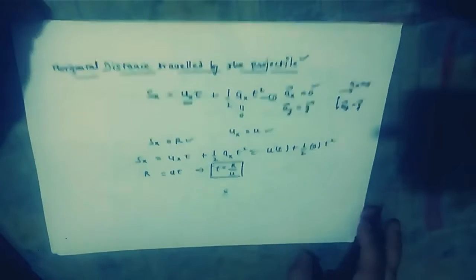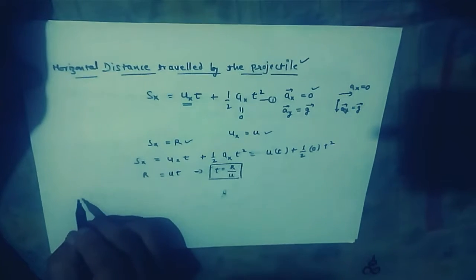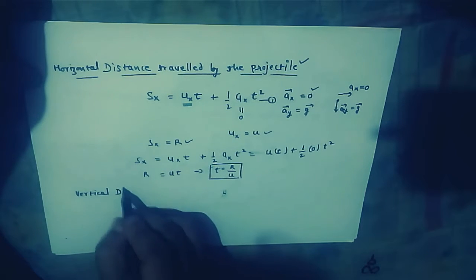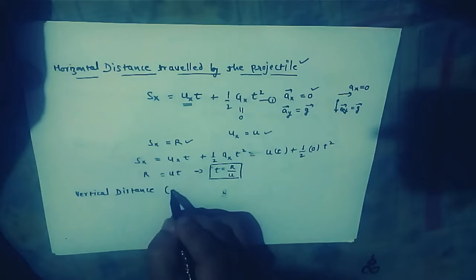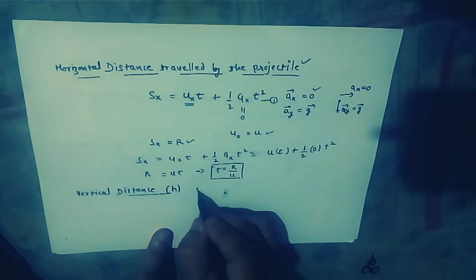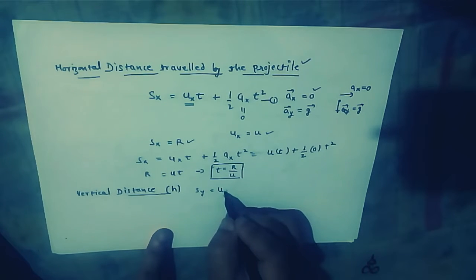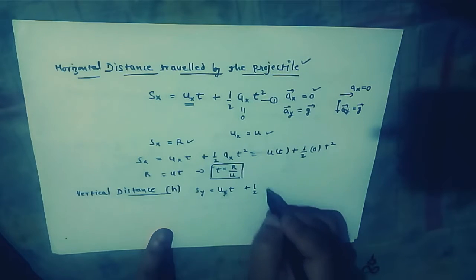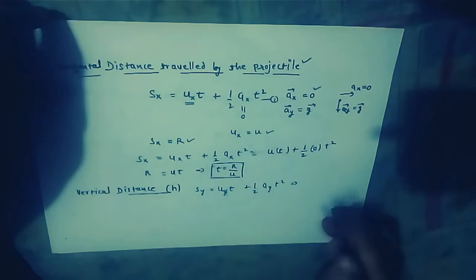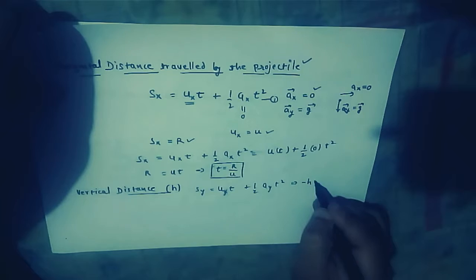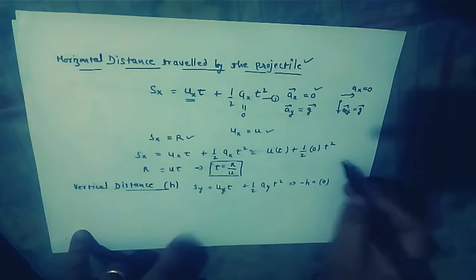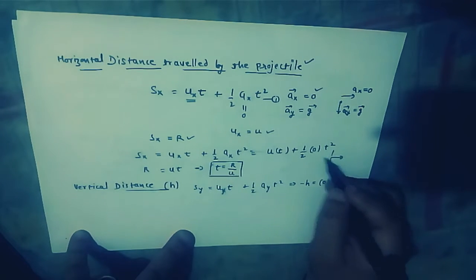Similarly, you can find it along the y-axis. The vertical distance, we already know it, is h. So that would be sy equals uy t plus half ay t square. Here sy is minus h. Why is it minus? Because it is going downward. uy was 0, because initially the body was moving in this direction, that was the initial velocity u.